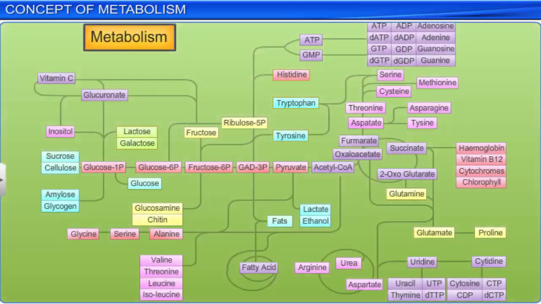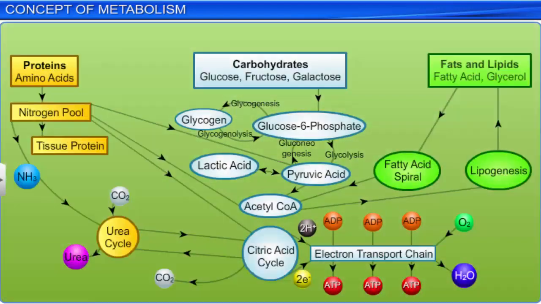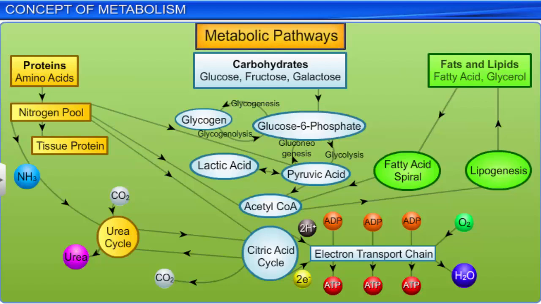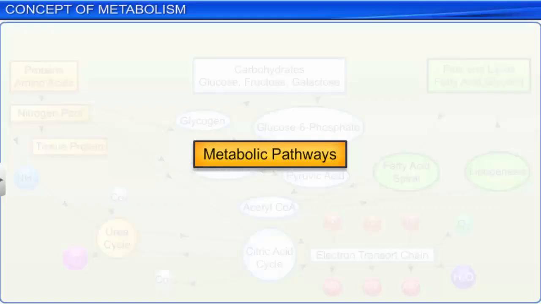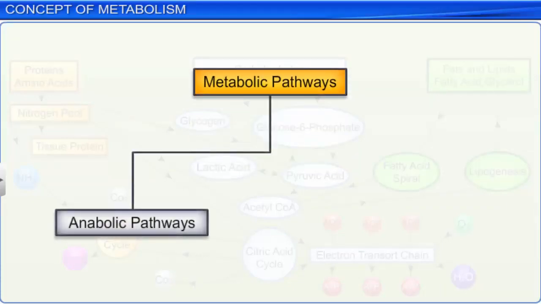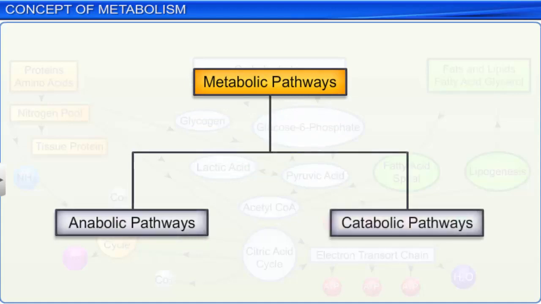Most of these reactions do not occur in isolation and are usually linked to other reactions. In fact, the series of linked chemical reactions that transforms biomolecules is called metabolic pathways. These pathways take a specific path and include specific biomolecules. They can be either linear, as in the process of glycolysis, or circular, as in the Krebs cycle. Metabolic pathways can be divided into two categories: anabolic pathways and catabolic pathways.